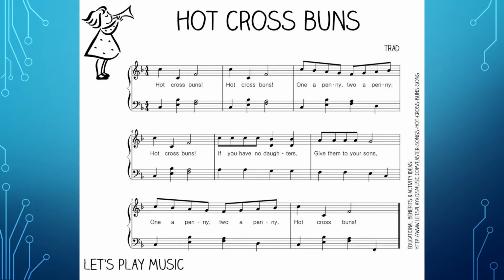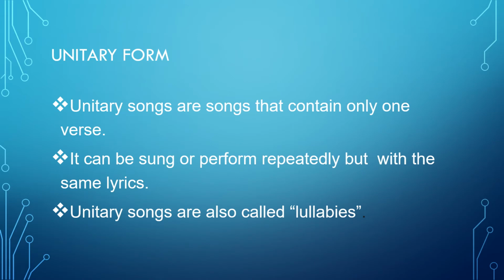As you can see in the music score, it has only 1 verse along with the tune. It only contains 1 verse. What do we call this kind of form? We call it unitary form. Unitary songs are songs that contain only 1 verse.